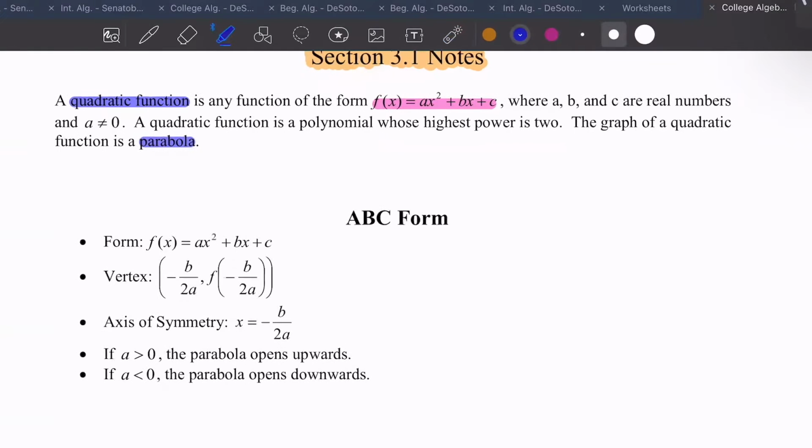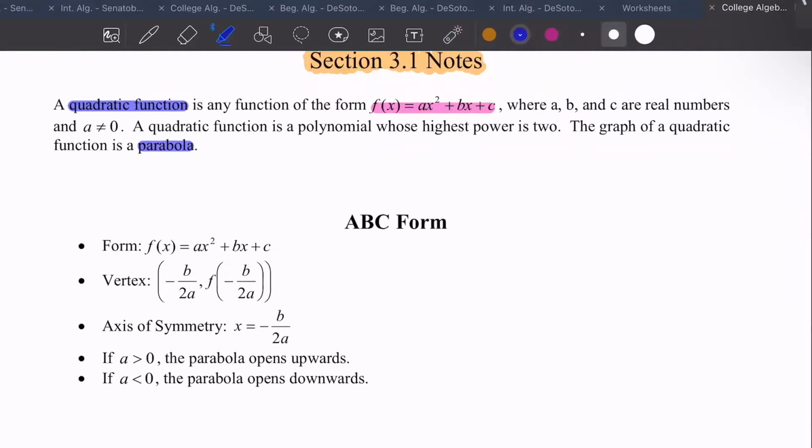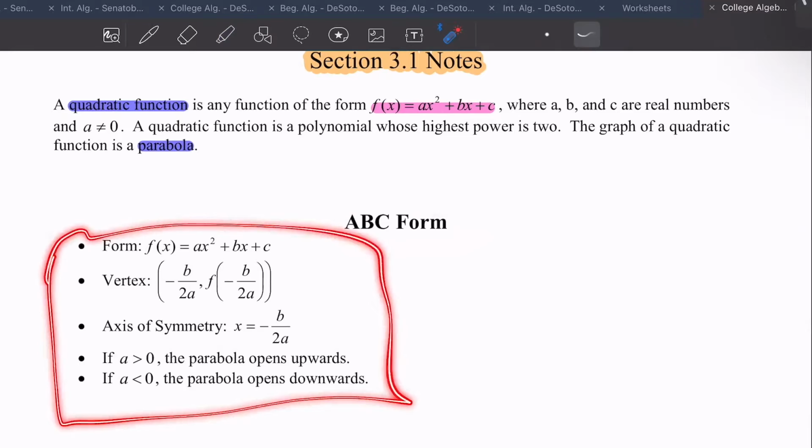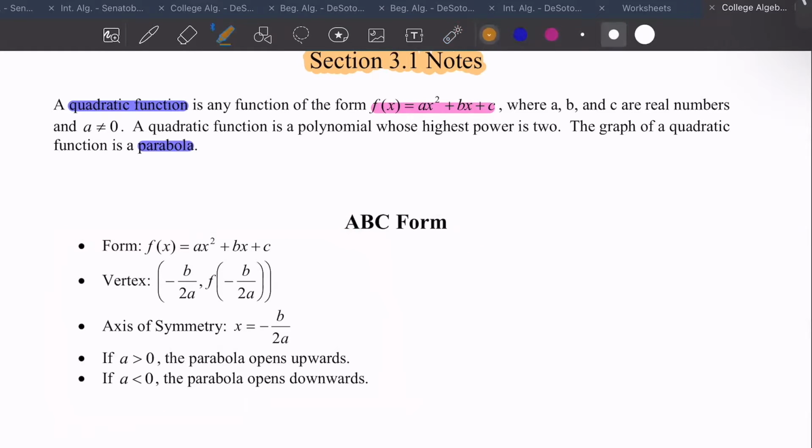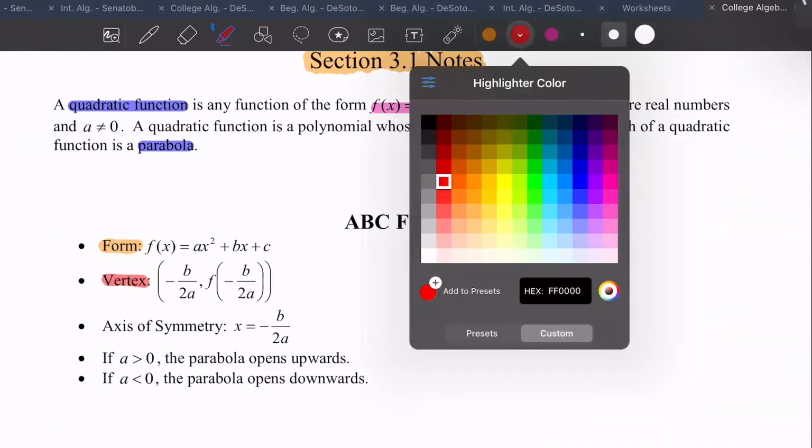We are going to be graphing parabolas here, and we are going to use ABC form to graph these. There's a couple of things that you'll need to know. First of all, what your form should look like: ax squared plus bx plus c. That's the form you need your function in to be able to use this. Then you'll need your vertex. I'm going to do that in red. Your vertex is very important. You're probably going to need to find that every single time.